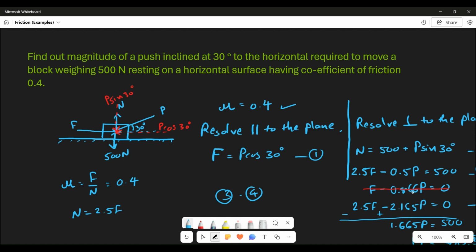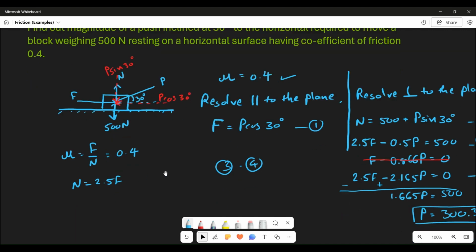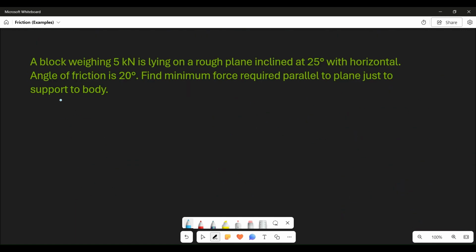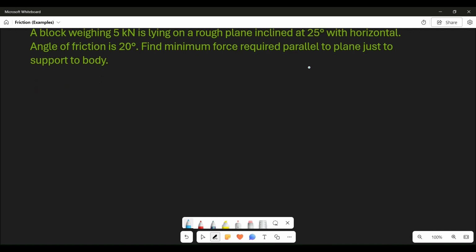Okay, so let us move to the next example. The second example: a block weighing 5 kilonewton is lying on a rough plane inclined at 25 degree with horizontal. From this first line we get that the surface is not horizontal now, it is inclined at an angle 25 degree with horizontal. So I will draw a horizontal line and a surface that is at 25 degree with this horizontal line.